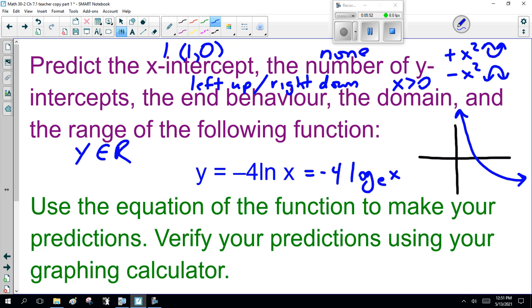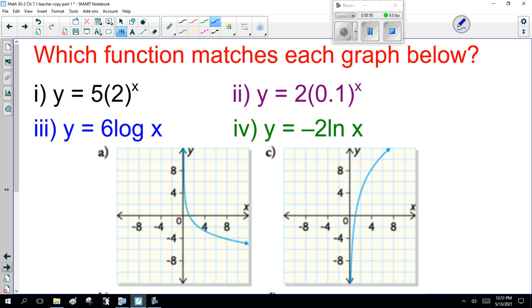Okay. Now, which function matches each graph below?